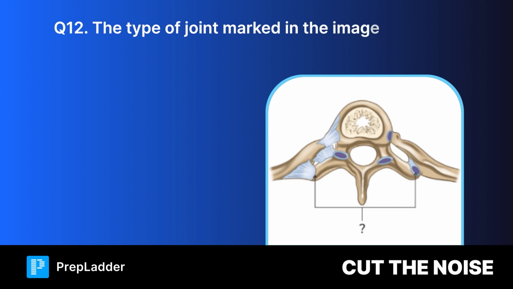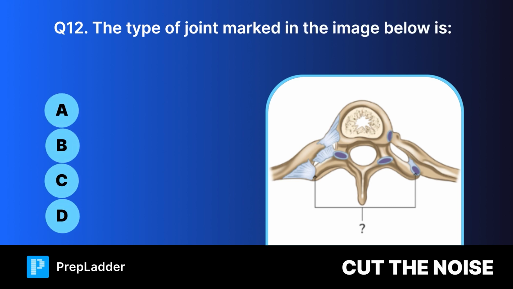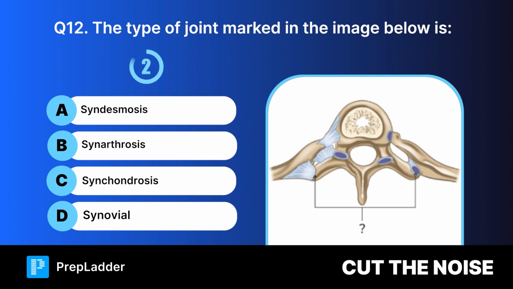The type of joint marked in the image below is. Your options are. And the correct answer is synovial.